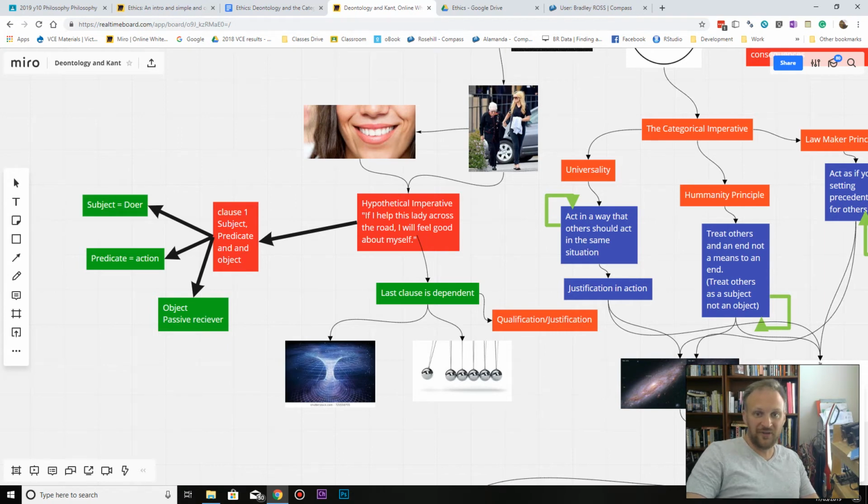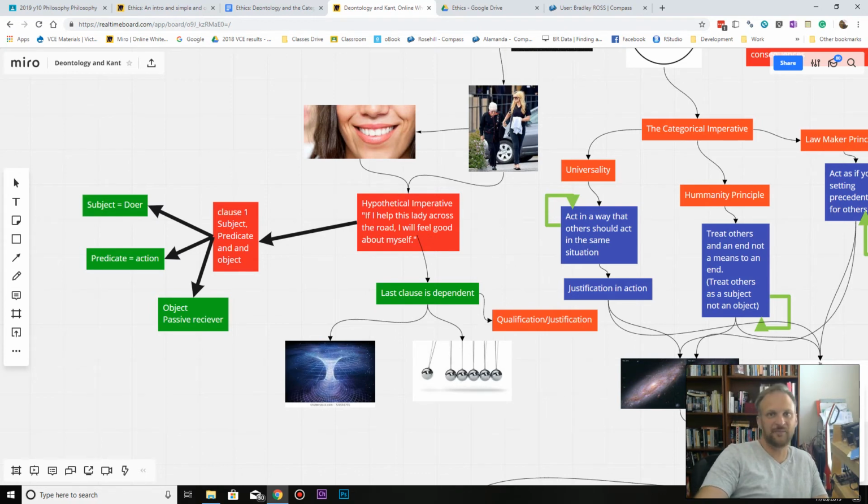In a hypothetical imperative, we have contingent relationships between clause 1 and clause 2. That's how it really works. So, if I help this lady across the road, I will feel good about myself. There's nothing about helping the lady cross the road that implies feeling good about myself. And that's the key to understanding what a hypothetical imperative is. The last clause is dependent on the first clause, but the first clause does not imply the second clause.